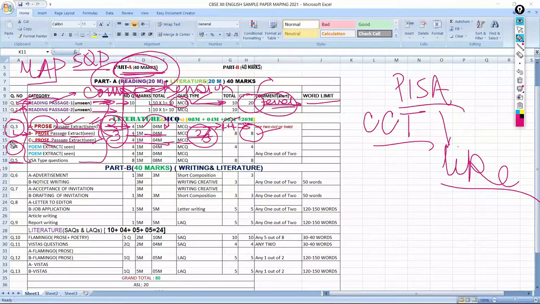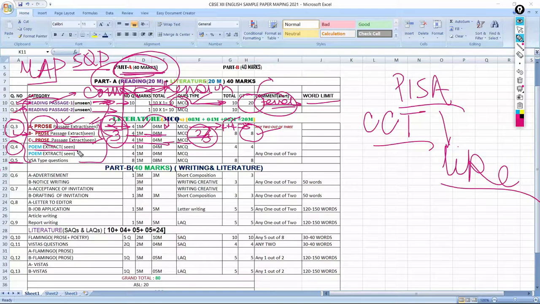Let us see question number 4. Now this is the extract question number 4. You must remember, what will be in question number 4? Extract, this will be seen, and this will be from the poem. And this will be MCQ type of question. Same number of questions, only 4 questions will be there.